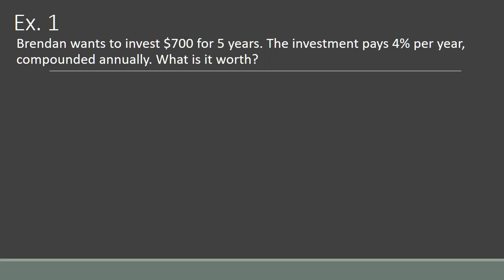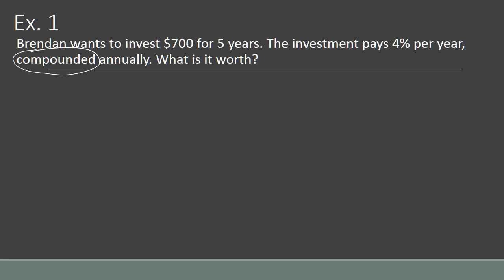First example, Brendan wants to invest $700 for 5 years. The investment pays 4% per year, compounded annually, what is it worth? So remember I focused on the simple interest lesson. There's some look-fors. So the first look-for you're going to read is either the word simple or compound. Those are the only two types of interest we're going to look at. This does not say simple, this says compound. So right away, your mind has to go to the formula you just saw and forget about the simple interest triangle.